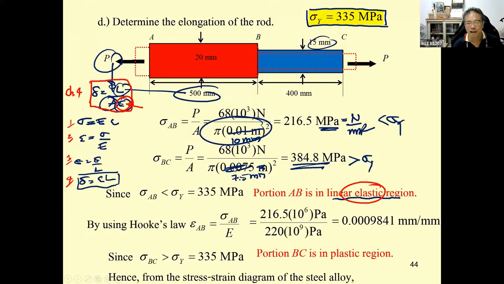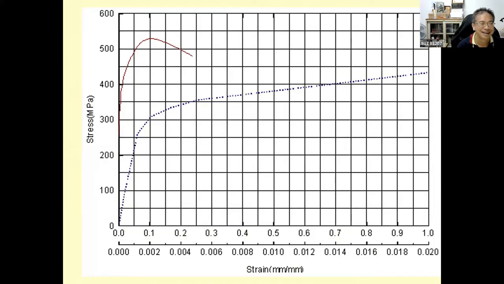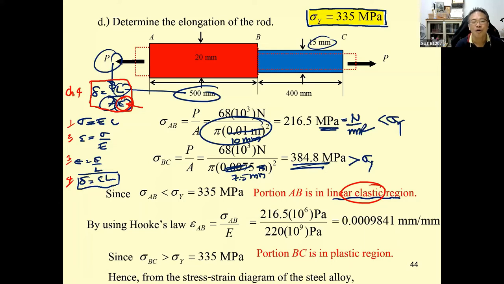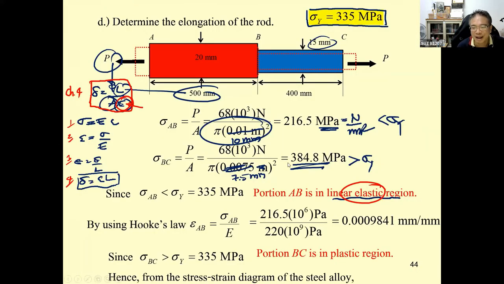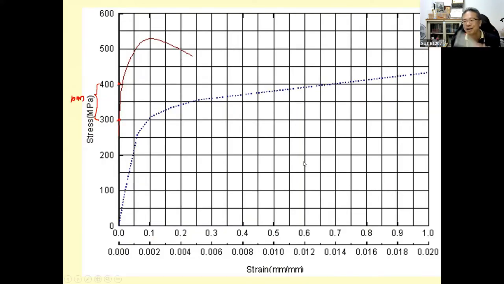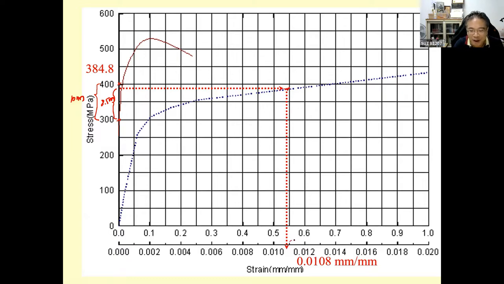From the stress-strain diagram, 384.8. Where is this? This is 300. This is 400. So 384.8: if this is 10 millimeter, this is going to be about 8.48 millimeter. Your ruler cannot measure 8.48. Usually, you may measure 8.5. So you measure this one for 8.5 millimeter and project it to the stress-strain curve, and project it down to the strain scale. When you arrive here, this one is going to be 0.0110. Okay, it's not 1.0 yet.